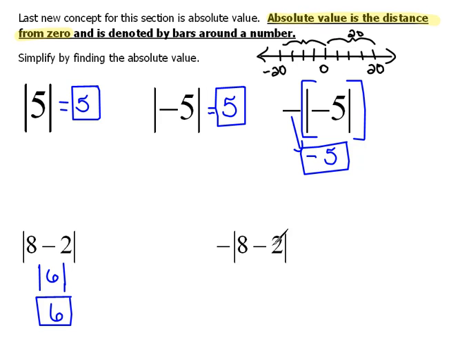Now this problem over here says the opposite, or the negative, of the absolute value of 8 minus 2. So again, we have to work according to order of operations, one thing at a time. So 8 minus 2 would be 6, but we've not taken the absolute value yet, and we still have this minus on the outside. Now we do the absolute value. That comes next. It's like a grouping symbol. So how far from 0 is 6? That would be 6 units. But then we still have that negative on the outside. So this says the opposite, or the negative, of 6, which is negative 6.